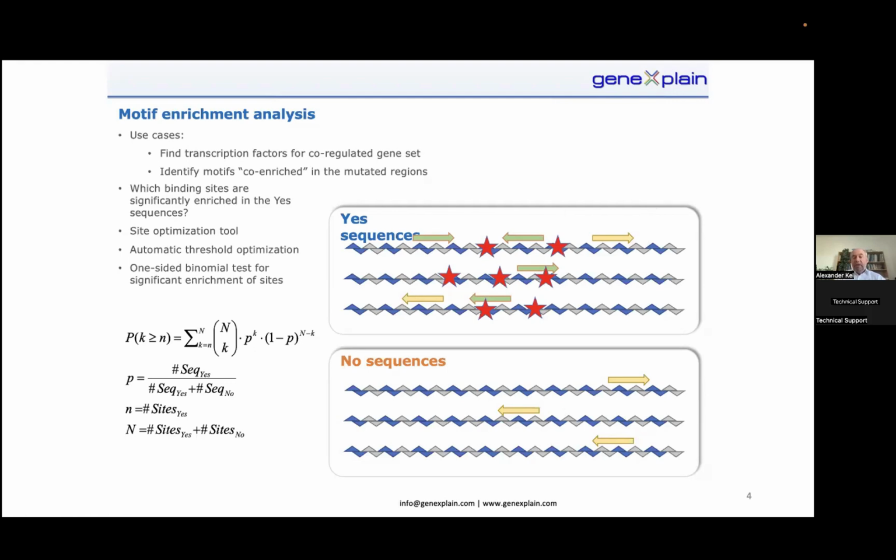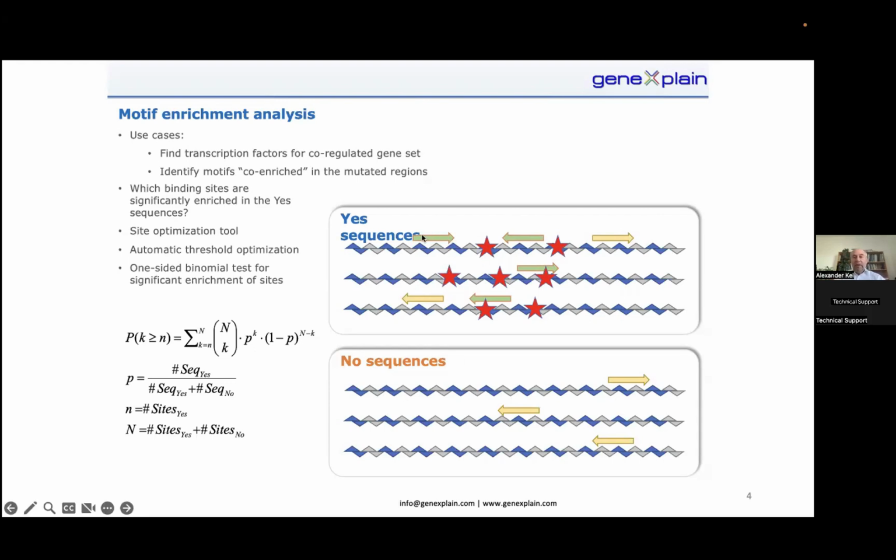So, for enrichment analysis, we take sets of promoters of interest, or a set of regions of interest, and compute how many binding sites above a particular threshold can be found in this set of promoters, which are regulated in a particular way. We call this set of promoters yes sequences, and we compare them to a background. The background could be a whole genome background, or artificially created random sequences, or a real background, for instance, promoters of genes which didn't change expression in the same condition.